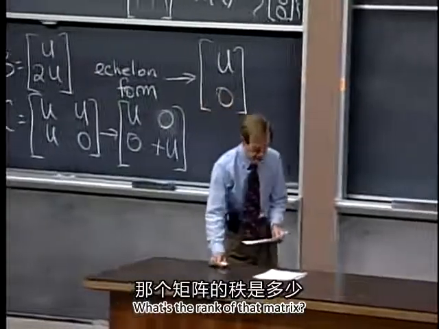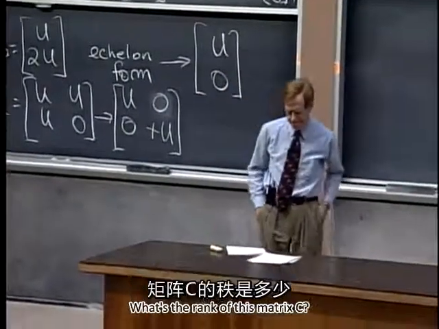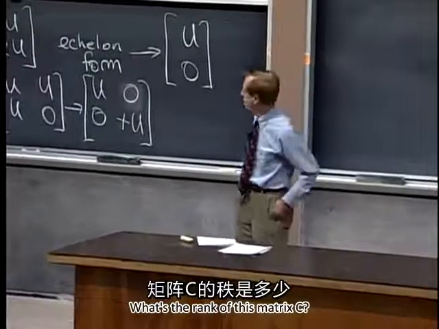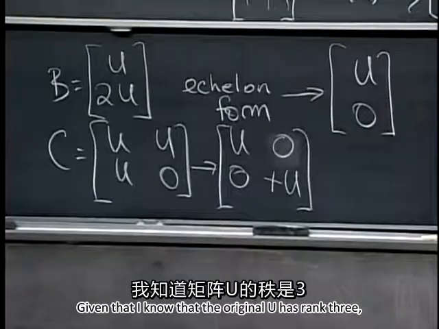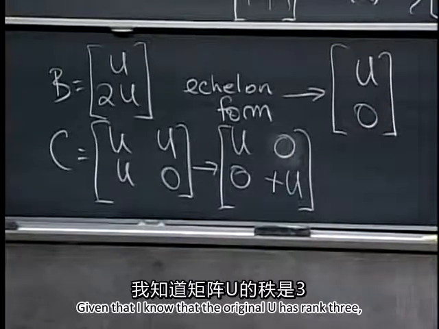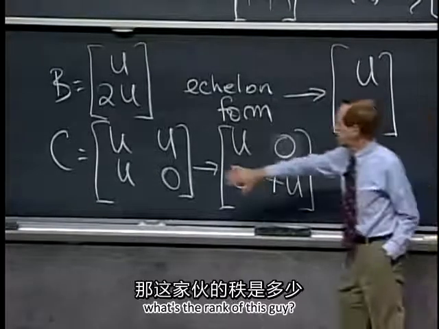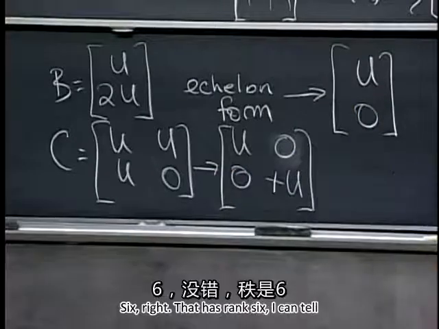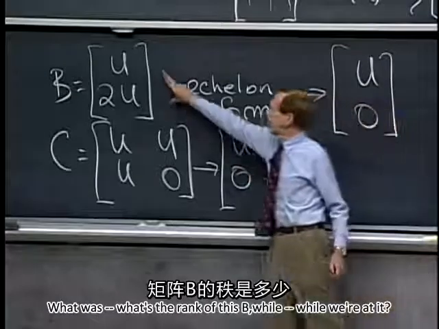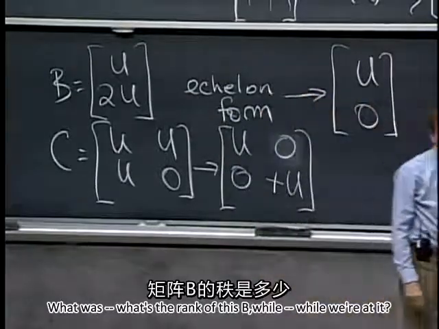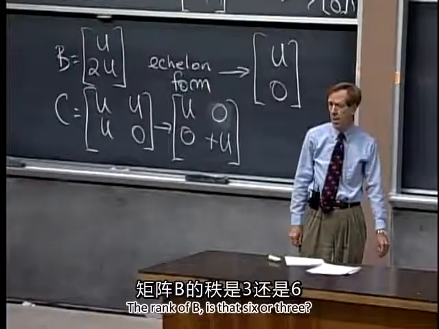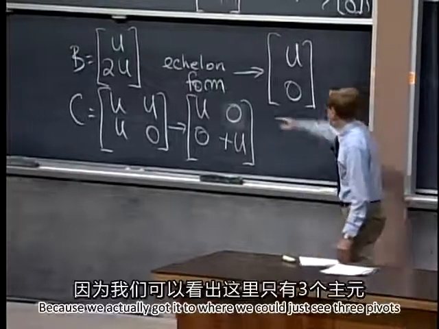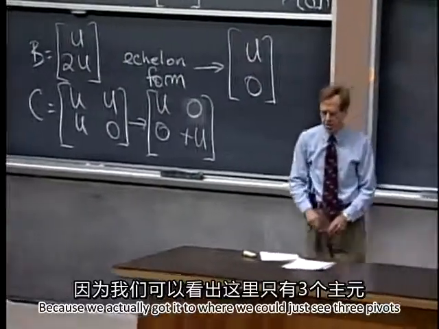Okay. What's the rank of this matrix C? Given that I know that the original U has rank 3, what's the rank of this guy? 6, right. That has rank 6, I can tell. What's the rank of this B while we're at it? The rank of B, is that 6 or 3? 3 is right, because we actually got it to where we could just see 3 pivots. Okay.